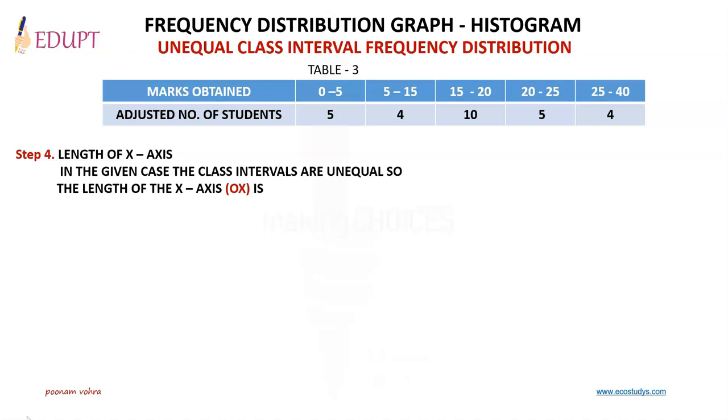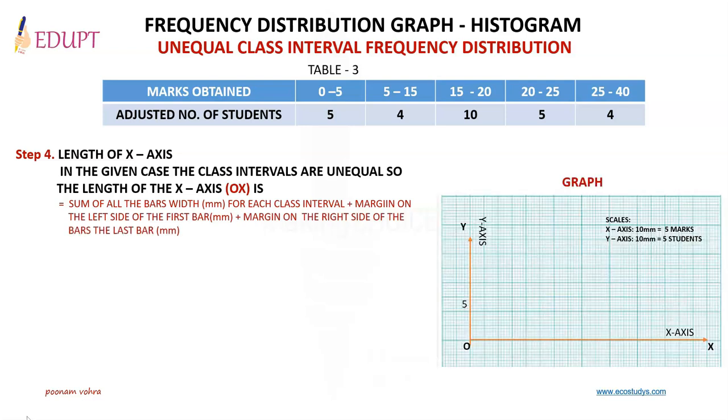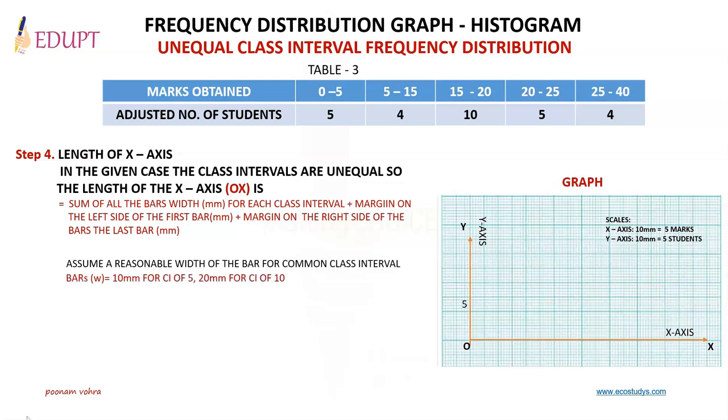Further, let's decide about the length of the x-axis. One needs to know the number of bars that need to be shown here. So it is the sum of all bar widths for each class interval plus the margin on the left side of the first bar and the margin on the right side of the last bar, in mm. Let's assume a reasonable width of the bar, which is 10 mm for a class interval of 5, and 20 mm for a class interval of 10. So the total width of bars for all the class intervals would be 10 plus 20 plus 10 plus 10 plus 30, which will be 80 millimeters.